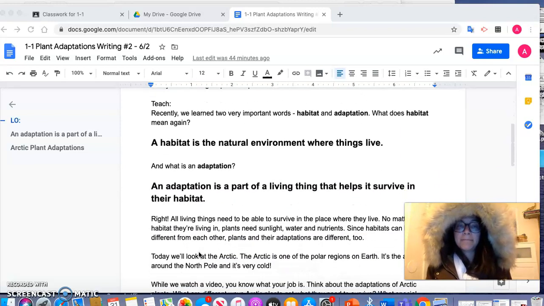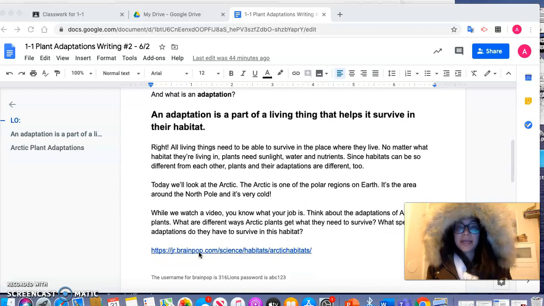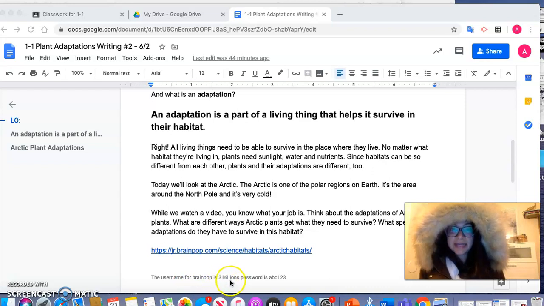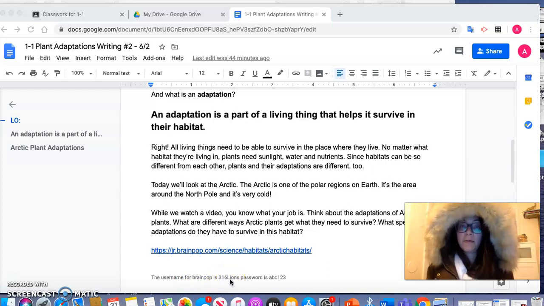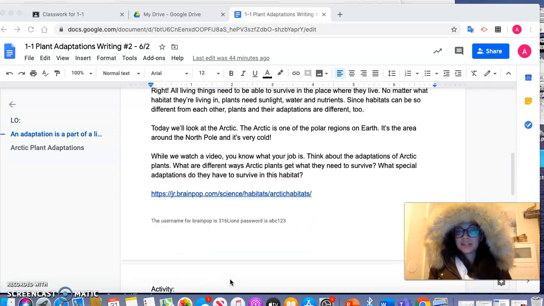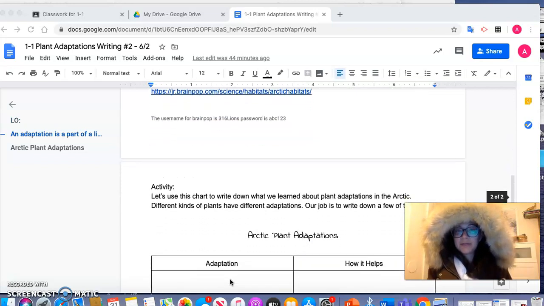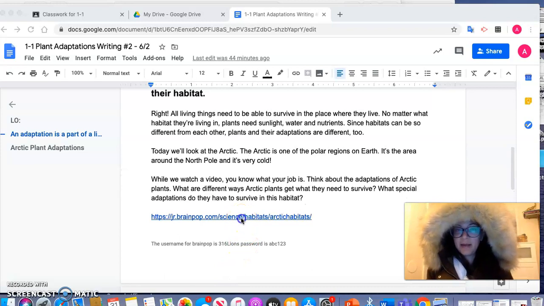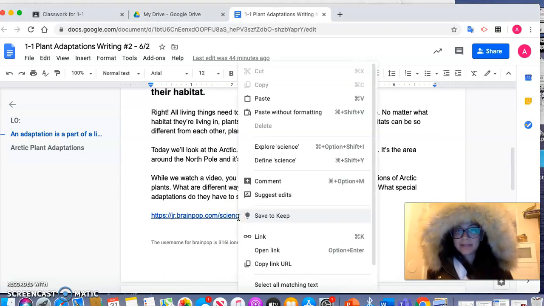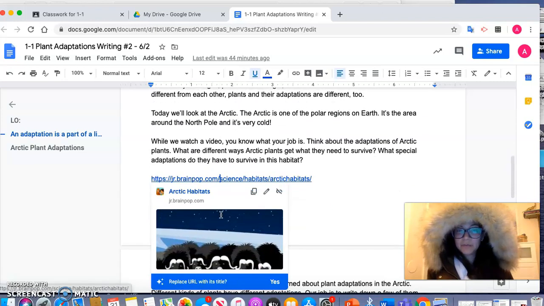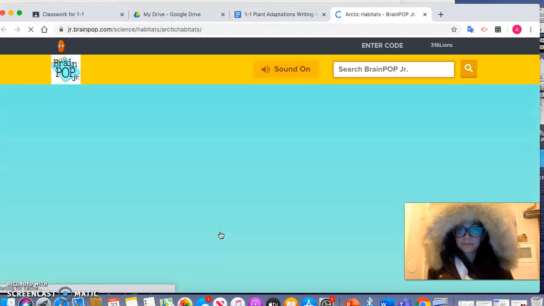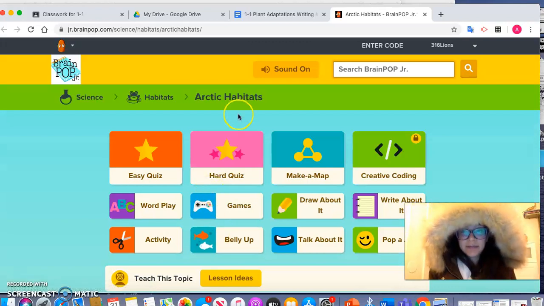We're going to be looking at another BrainPOP where you're going to be using this password and the username. 316 lines is the username and the password is ABC123. So while we watch some of the video, you're going to be deciding what are different ways that plants get what they need to survive and what special adaptations do they have. We're going to be using this chart to write down our adaptations about the Arctic plants. Oops, here we go. So when you click on it, it's going to be on the assignment.